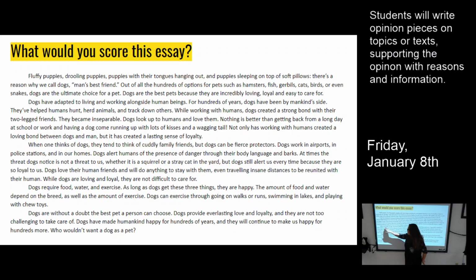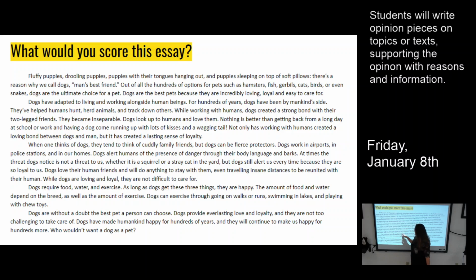Third paragraph. When one thinks of dogs, they tend to think of cuddly family friends, but dogs can be fierce protectors. Dogs work in airports, in police stations, and in our homes. Dogs alert humans of the presence of danger through their body language and barks. At times, the threat dogs notice is not a threat to us, whether it is a squirrel or a stray cat in the yard, but dogs still alert us every time because they are so loyal to us.